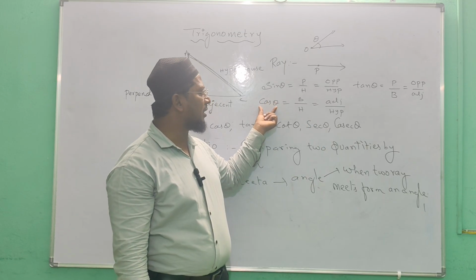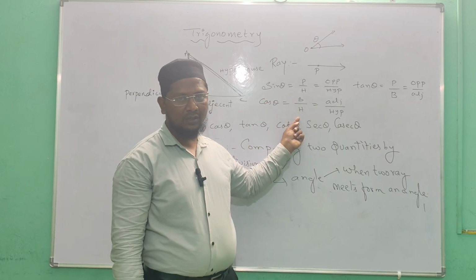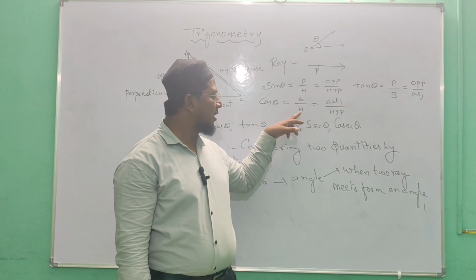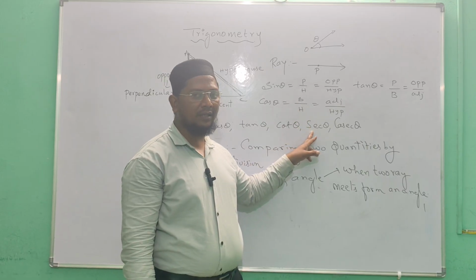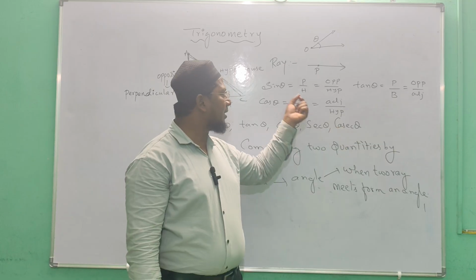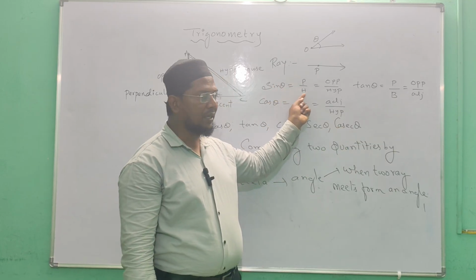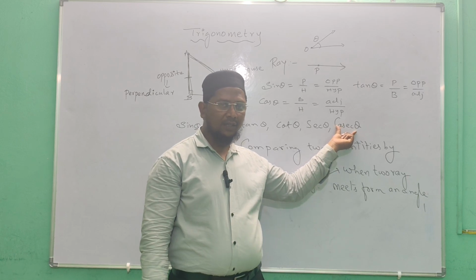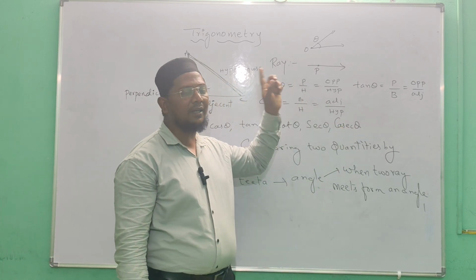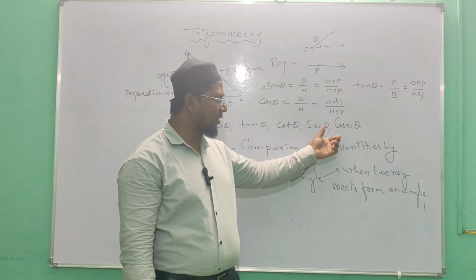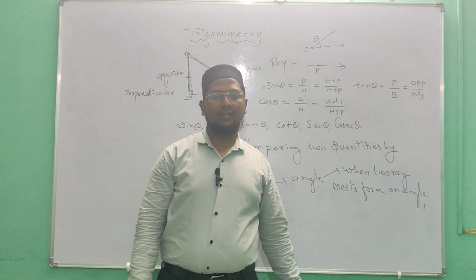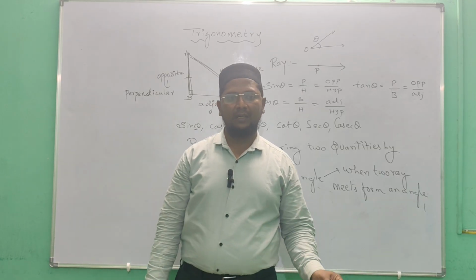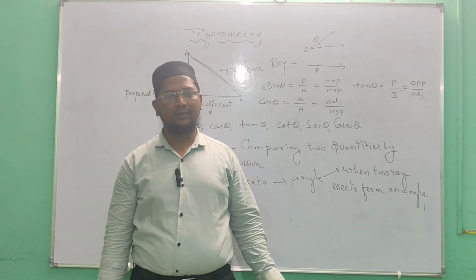We know that cos theta is base upon hypotenuse. So what is the reciprocal? Hypotenuse upon base. Hypotenuse upon base is sec theta. Similarly, sin theta is perpendicular upon hypotenuse, and cosec is the reciprocal of sine. So cosec theta means hypotenuse by opposite. So these are the trigonometry ratios. If you learn these formulas and the reciprocal formulae, we can easily solve exercise 11.1.